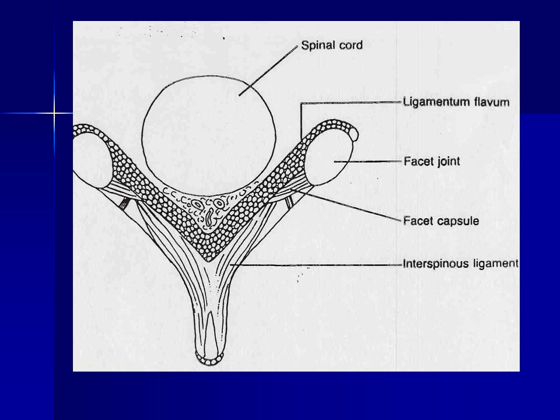This is a look at a cross-sectional view in the transverse plane. Here we see the intraspinous ligament, and we can see nicely how the ligamentum flavum has its attachment into the capsule itself.